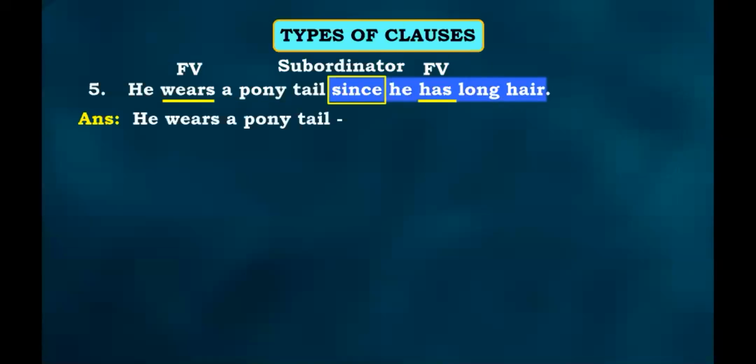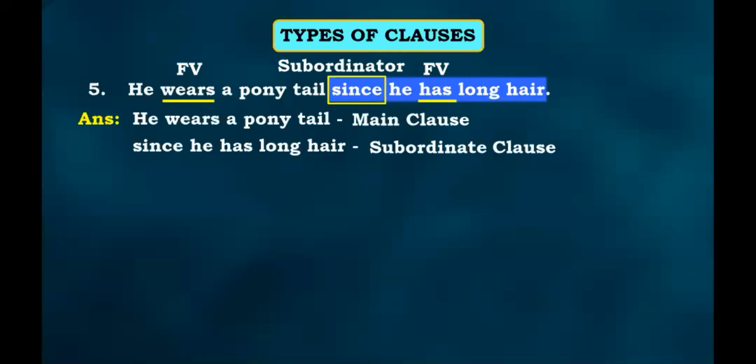So he wears a ponytail is the main clause. Since he has long hair is the subordinate clause. Now, what question will you ask here? What wears a ponytail? Which ponytail he wears? When does he wear a ponytail? Where does he wear a ponytail? Why does he wear a ponytail?